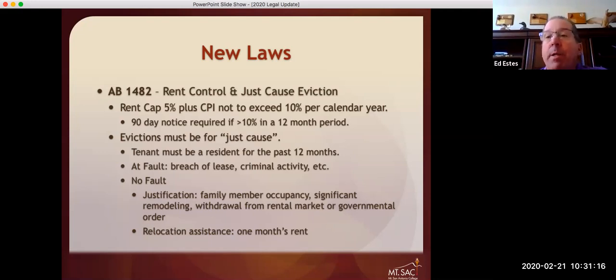Withdrawal from the rental market. You are taking the property off the market. You are going to sell the property to a prospective homeowner. Government order. Condemnation, eminent domain would certainly qualify.